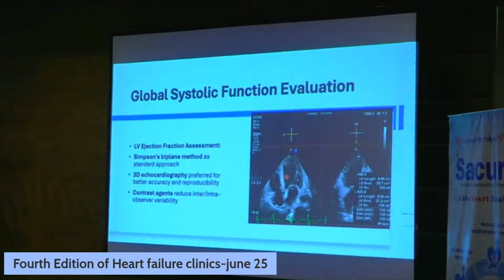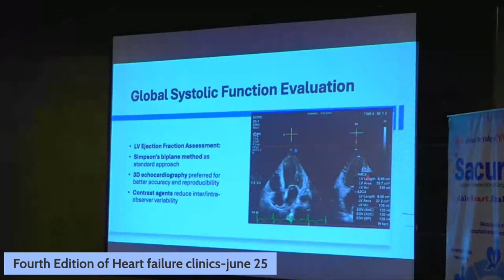They just do the M mode. That is why many times the ejection fraction estimate on echocardiography is not reflective. But ideally, what we do normally is to measure the left ventricular function in two projections. So biplane means you take a two-chamber view and a four-chamber view, so that in this view certain walls are represented, in this view certain segments are represented.